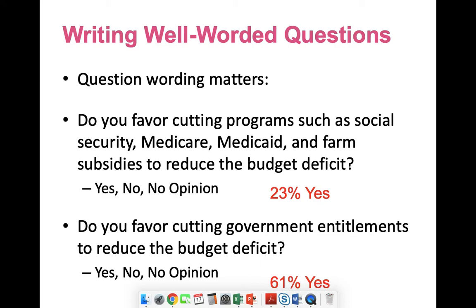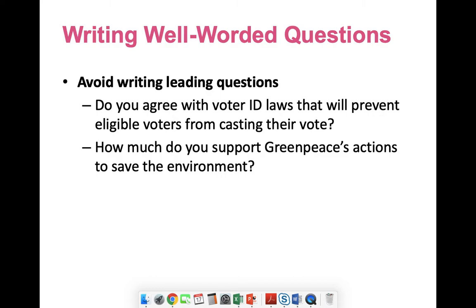This is also the case that people tend to respond more negatively to the phrase people on welfare versus the poor. And people are less likely to endorse items that use words like forbidden versus not allowed. So people can be very sensitive to slight differences in wording, and it's important to know that and to be thoughtful when it comes to writing well-worded questions.